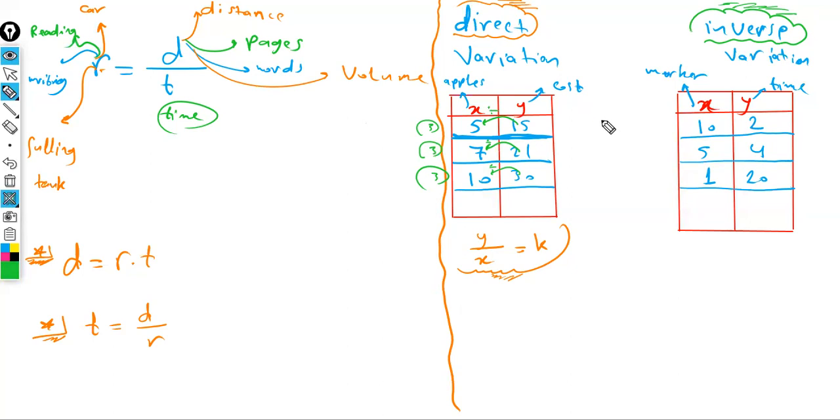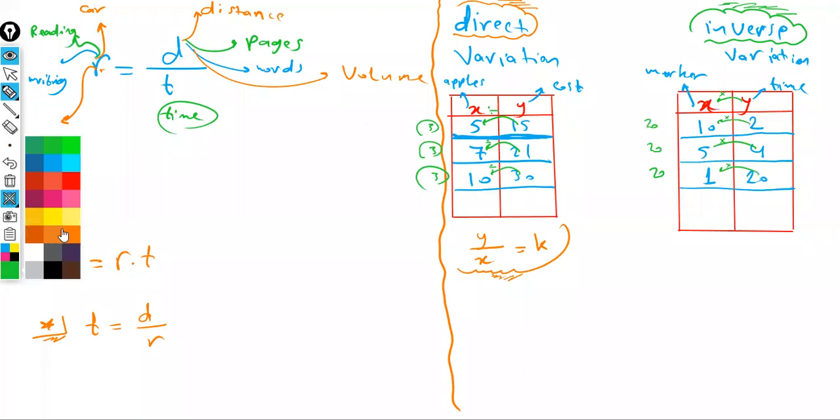What's it, the x over y? X over y is not constant. 2 divided by 10 is not the same as 20 divided by 1. X multiplied by y. Yeah, multiplication, good. 2 times 10 is 20. 4 times 5 is also 20. 20 times 1 is 20.